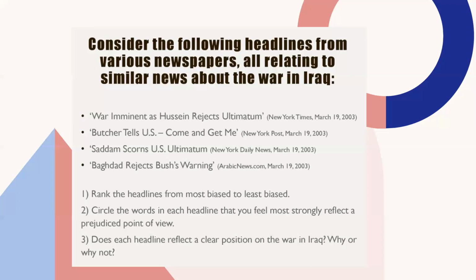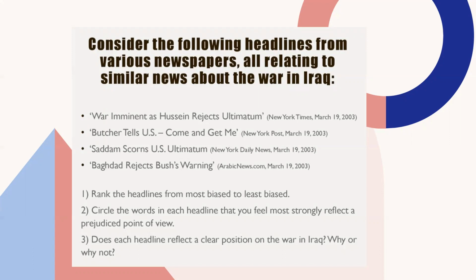Second one, Butcher tells US, come and get me. We know that butcher is not a good way of calling someone. A butcher is a person who deals with meat, right? Calling a leader of a country butcher is pretty much, let's say, huge bias. It's already showing that they are adding a lot of perspective here. So labeling is happening here and it's heavily biased. Saddam scorns US ultimatum. So here it reflects the position of the leader of Iraq, but again, it's one point of view. It does not give a clear view of what is actually happening.